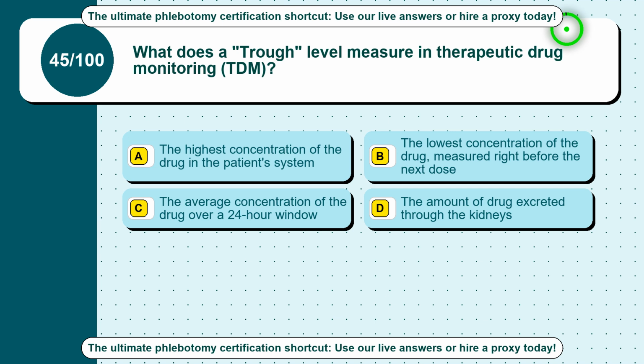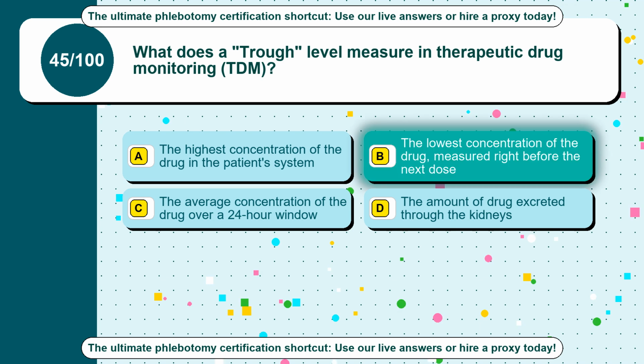Question 45. What does a trough level measure in therapeutic drug monitoring, TDM? Option A, the highest concentration of the drug in the patient's system. Option B, the lowest concentration of the drug, measured right before the next dose. Option C, the average concentration of the drug over a 24-hour window. Option D, the amount of drug excreted through the kidneys.